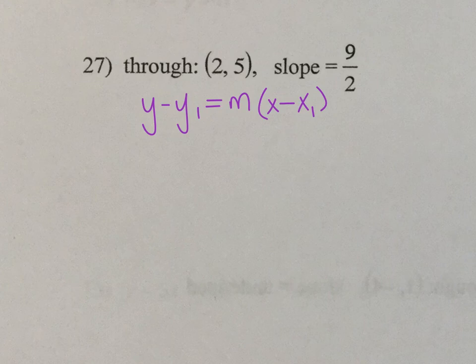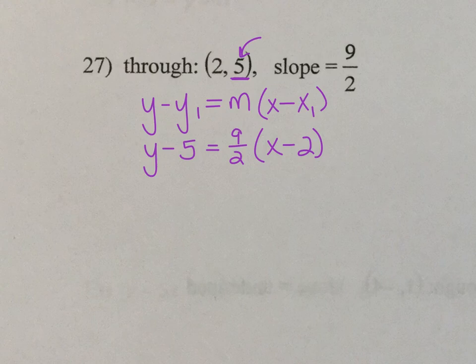I'm ready to go ahead and set up my equation. So I'm going to plug in y. My y value is positive 5, so I want to do the opposite of that. So y minus 5 equals the slope, 9 over 2, times the x value, which is 2, and I want to do the opposite of that, so that's x minus 2. All right, again, ask your neighbor if you need help, but make sure you understand why I'm setting it up like this before you go any further.